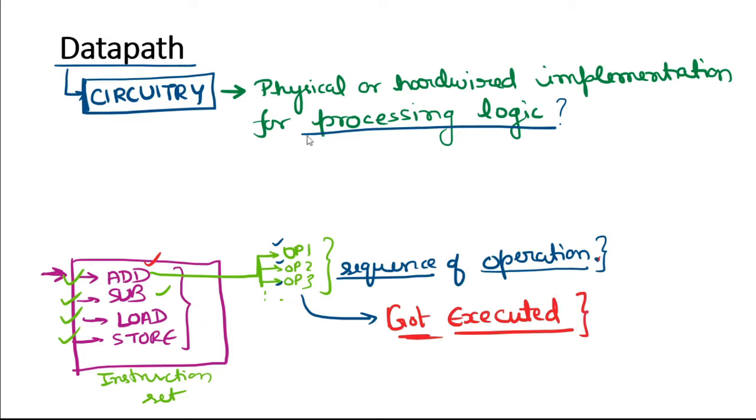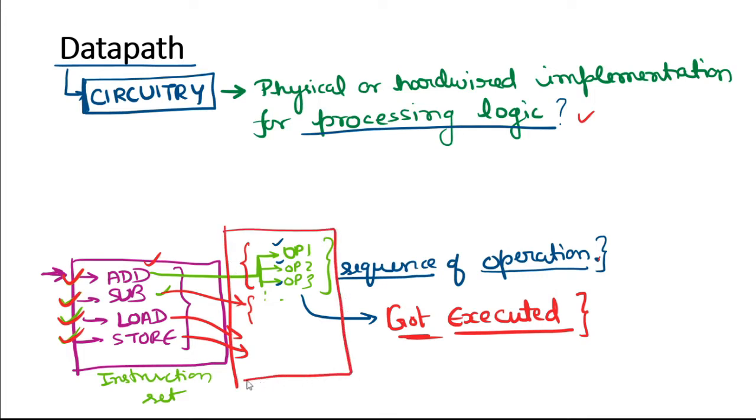Okay, now what is this processing logic? Since we have a certain set of instructions, and each instruction has a sequence of operations, right? For subtraction it will be something, load something, store something, but eventually we will be having some defined set of operations as well, right?